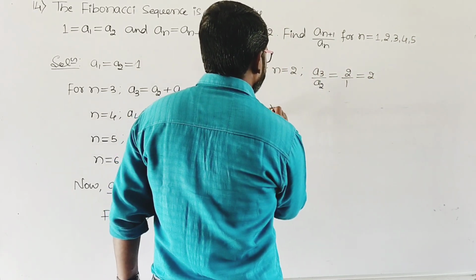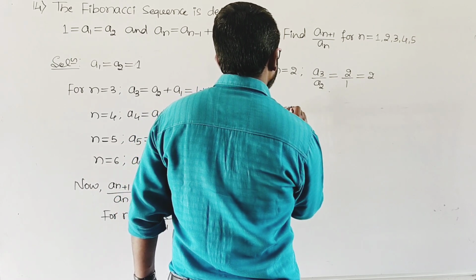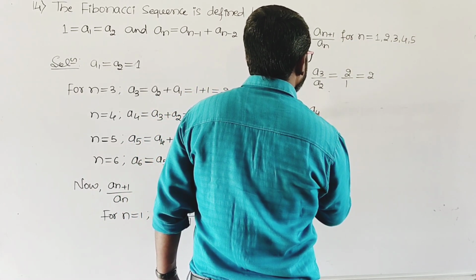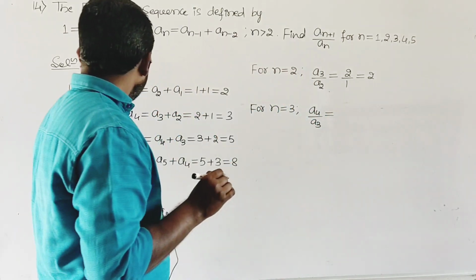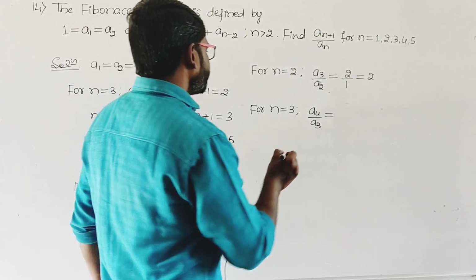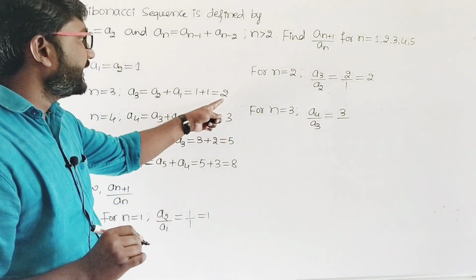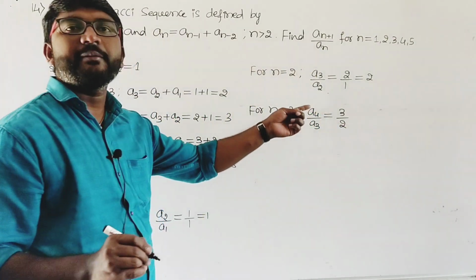Then for n equal to 3, we get a4 by a3. What is a4 here? a4 it is 3. 3 divided by a3, a3 it is 2. So overall a4 by a3 it is 3 by 2.